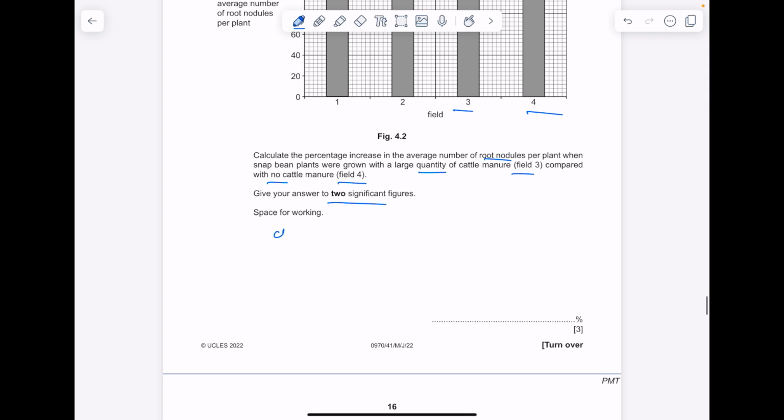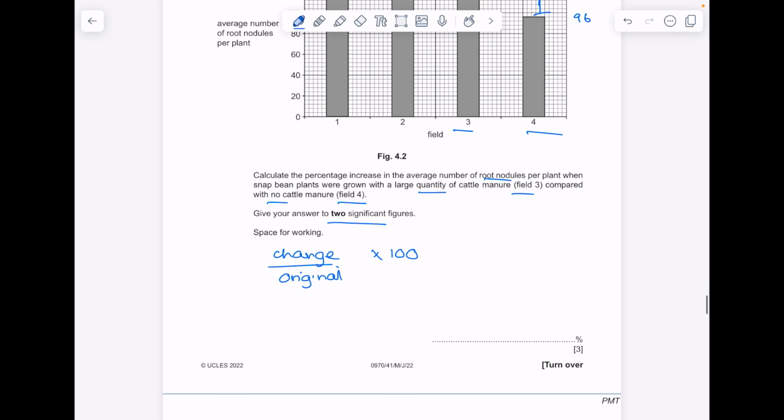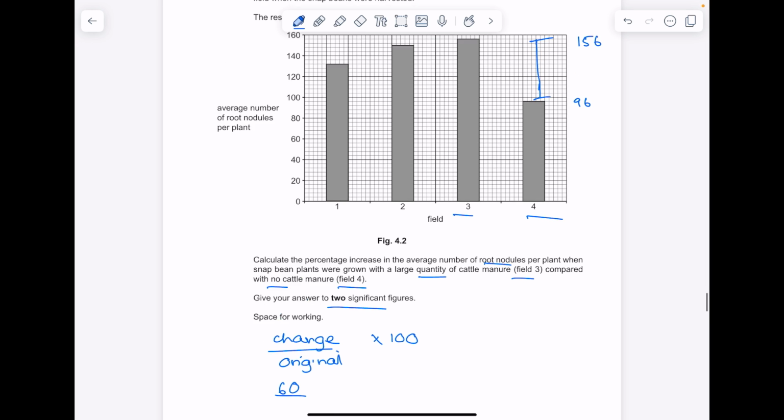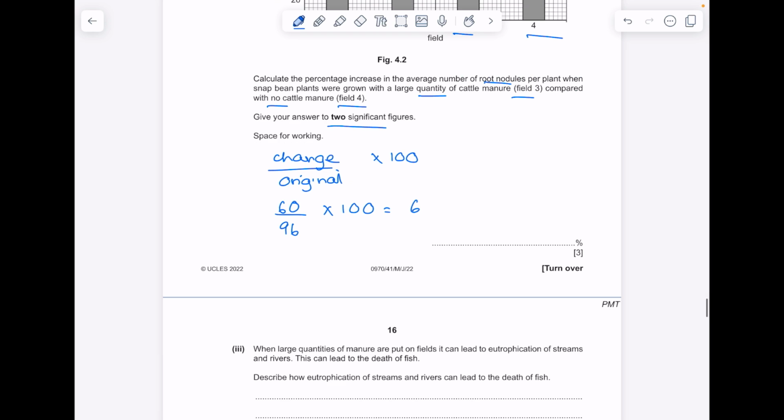So we need to do change over original times by 100. So what's this difference here? This is 96. This is 156. So the difference here is 60. So we do 60 over 96 multiplied by 100. 62.5% to 2 significant figures is 63%.